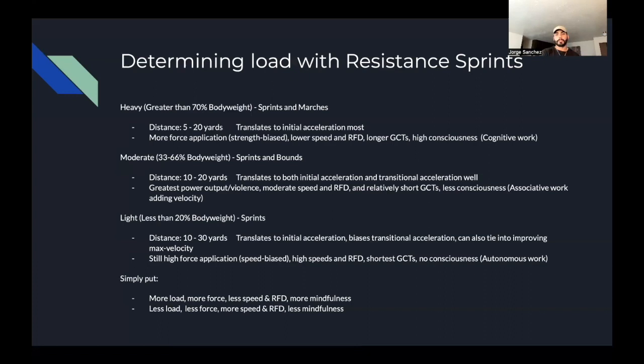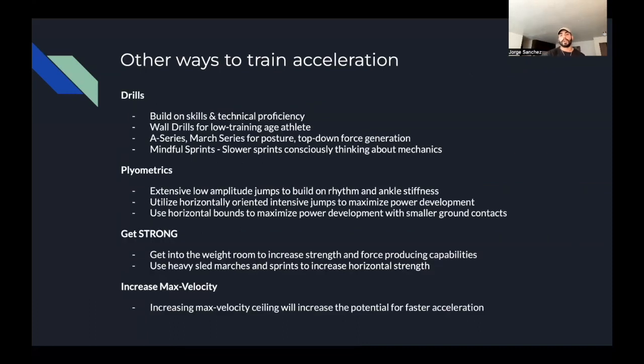So this is called autonomous work, when we're able to do quality work without thinking about it consciously. Now, if you're a very strong athlete who likes these speed-biased qualities in acceleration, you may want to spend a lot of time using these lighter loaded sprints. Now, you can determine load based off of what you need physically as an athlete, whether it be more force or more speed. Now, there's other ways to train or build on your acceleration abilities besides sprinting.